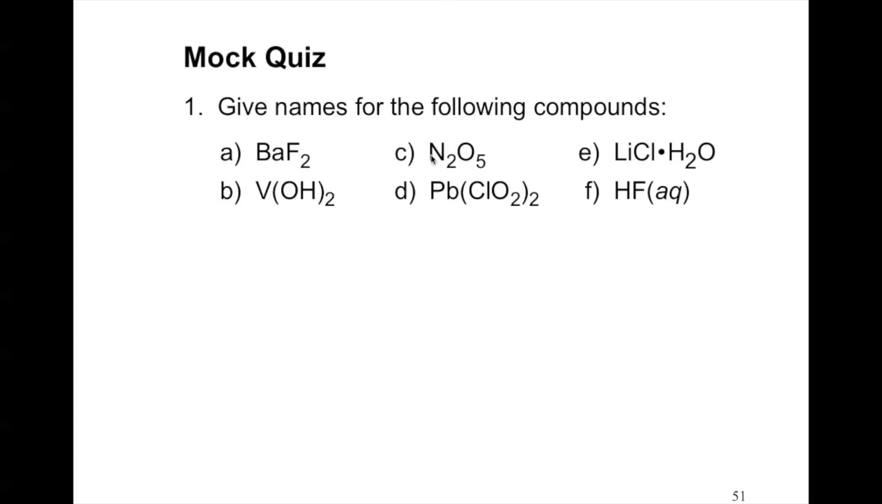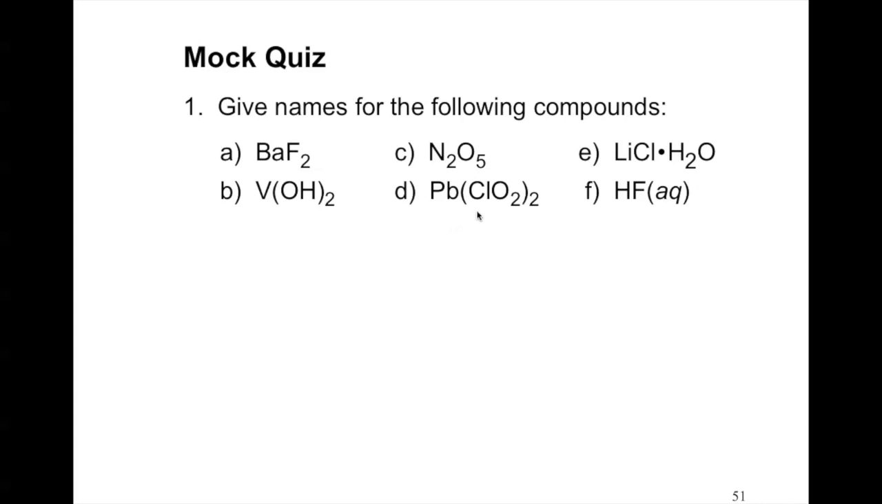All right, so number C, all of the elements are nonmetals, so we name it like a molecular compound, so you have to use Greek prefixes to identify the relative numbers of atoms in the formula. So we would call this one dinitrogen pentoxide.